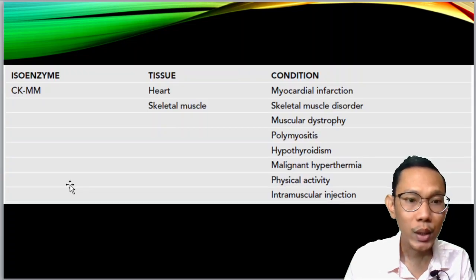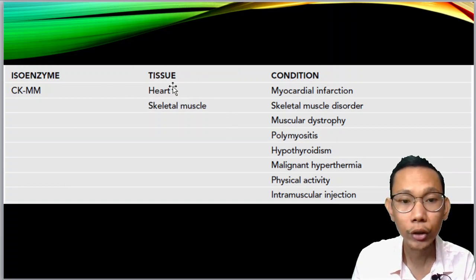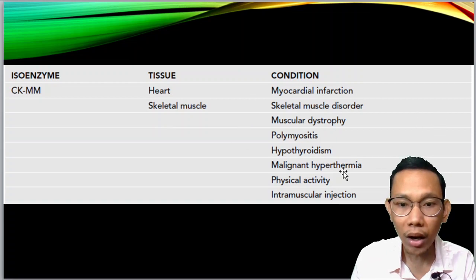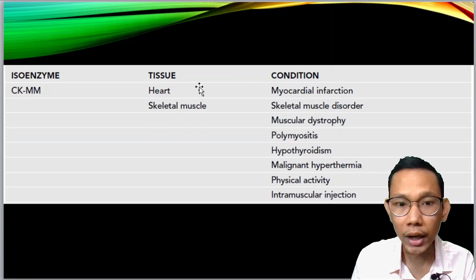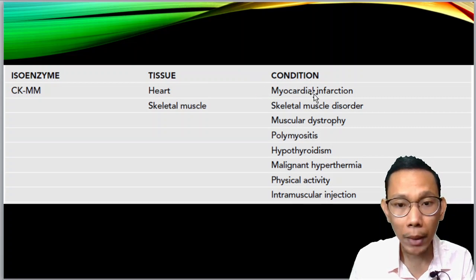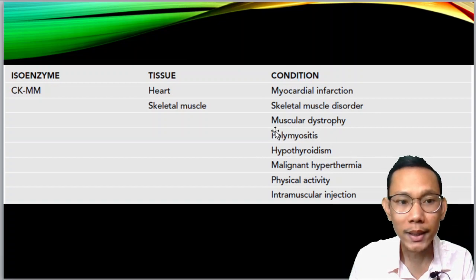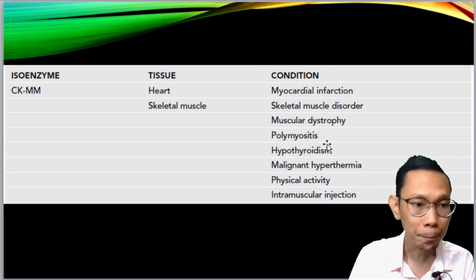So for the different isoenzymes, your CKMM is actually located in your heart and your skeletal muscles. And these are the conditions that are associated with your CKMM. Since it's in the heart, the conditions related are the following: MI, skeletal muscle, muscular dystrophy, polymyositis, and etc. So basically, since your CK involves your muscle, majority of your conditions have something to do with your muscle tissue.